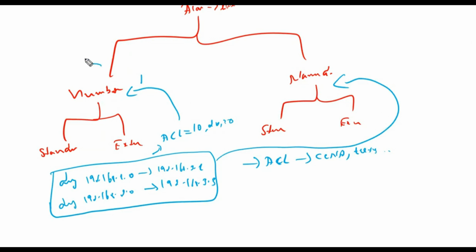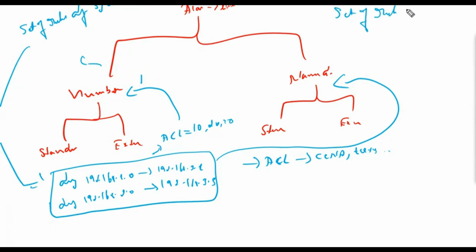Here the set of rules, these are the set of rules. The set of rules is defined by a number. Okay, rules are identified by a number or a name. Got it? Got it, right?